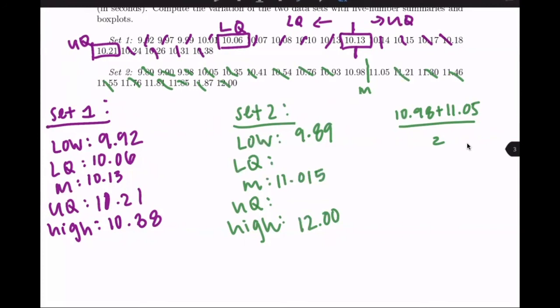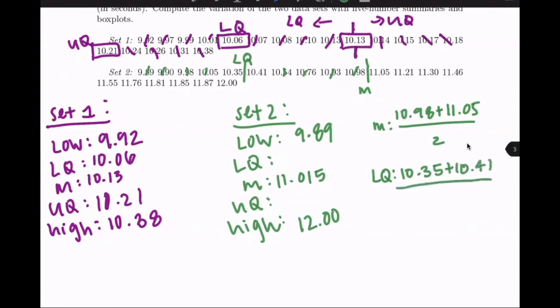Next, we will find the upper and lower quartiles. All right, let's start with the lower quartile. Again, the lower quartile is going to be in between two numbers. So that was for the median. For the lower quartile, we'll have 10.35 plus 10.41 over 2. So we get 10.38.